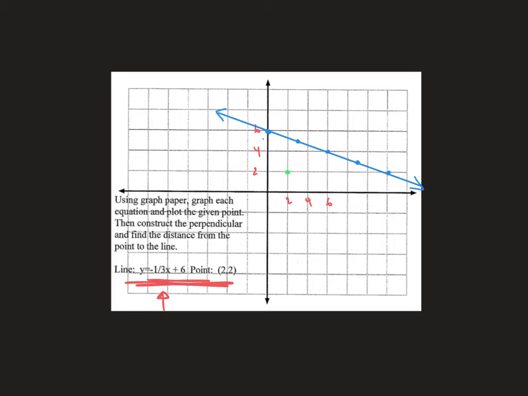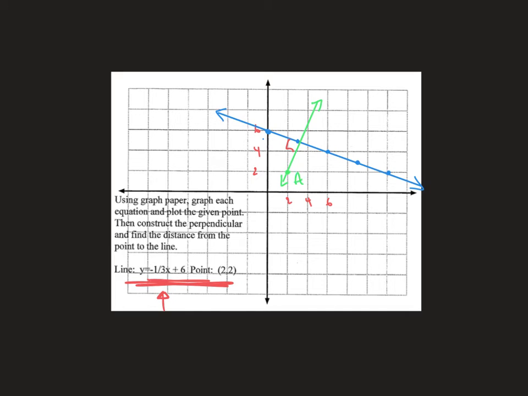So first, I have to get some sort of perpendicular line. So I'm just going to kind of ballpark that, right? Just going to kind of ballpark it like this. And I think that's roughly 90 degrees. So it's okay if it's not perfect. I'm just trying to get a line so that I have a rough idea.